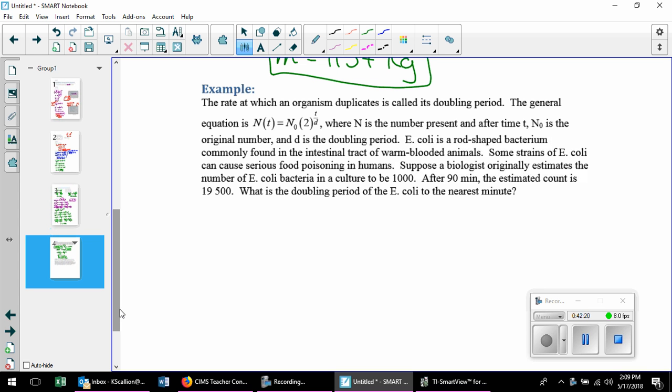Suppose a biologist originally estimates the number of E. coli bacteria in his culture to be 1,000. After 90 minutes, the estimated count is 19,500. What is the doubling period of E. coli to the nearest minute? 3? Okay, 3 minutes. 3 minutes, that's your guesstimate?